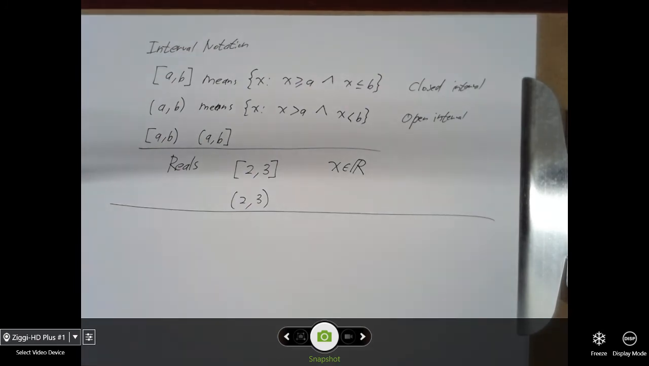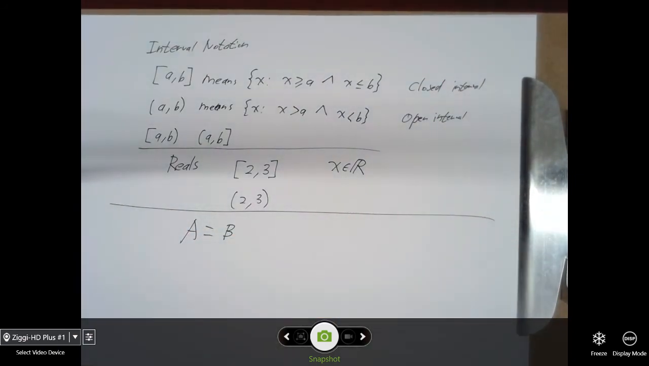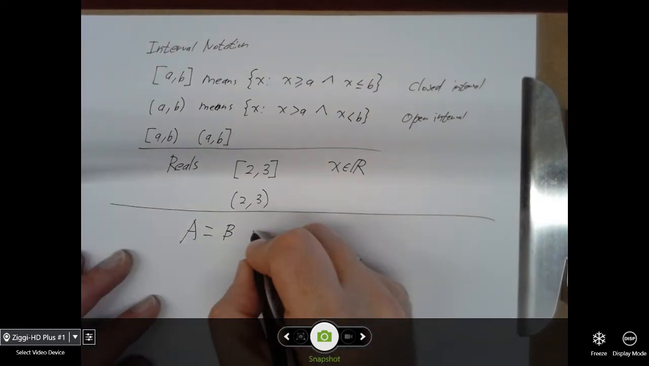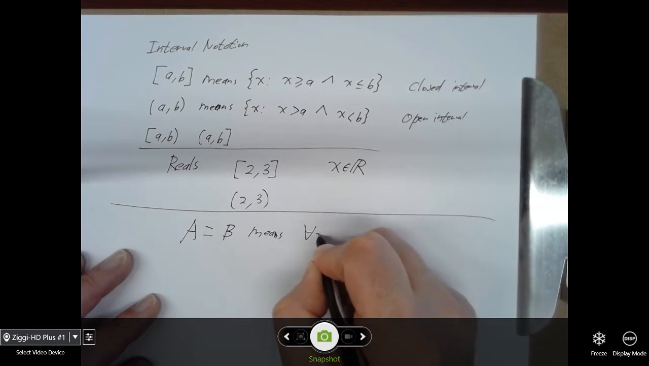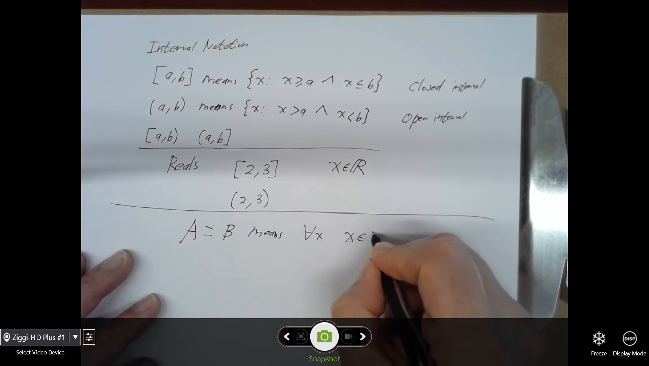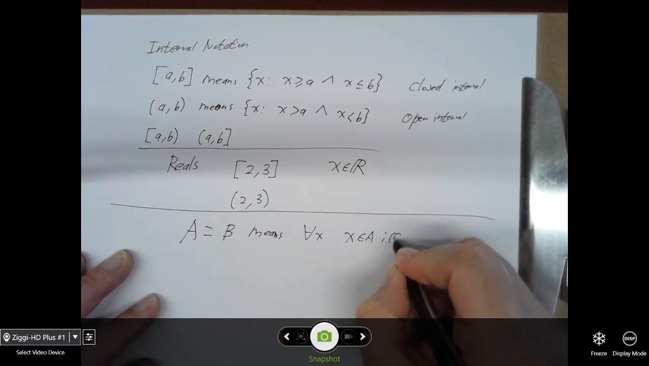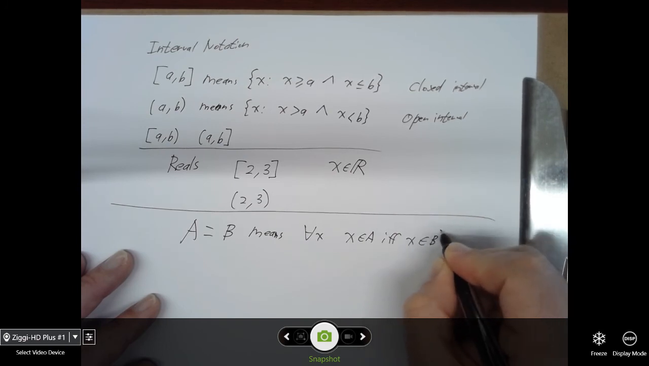All right, I have 35 seconds. Can I do anything useful in that? Yes, I can talk about equality of sets. So if we say A equals B, where A and B are sets, this means for all x in our universe, x is contained in A if and only if x is also contained in B.